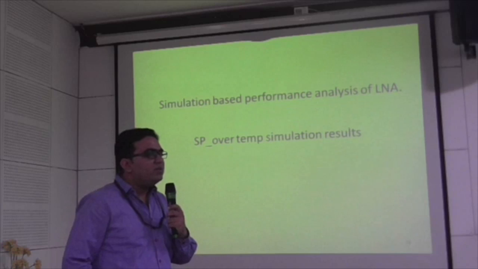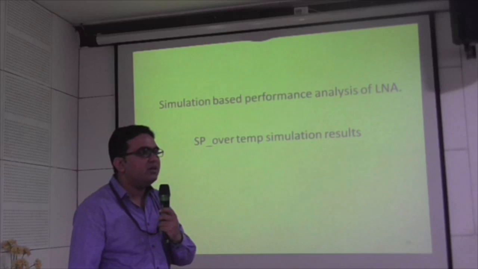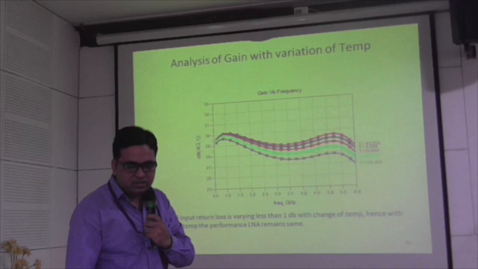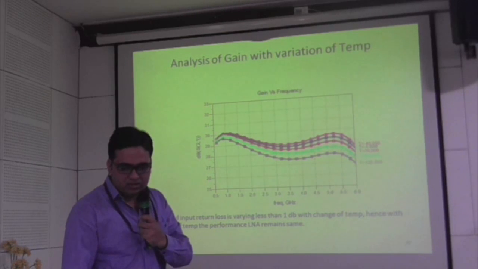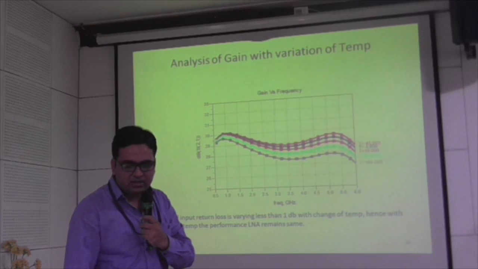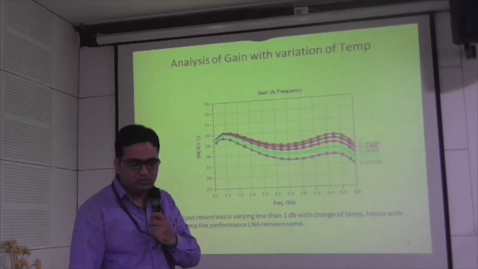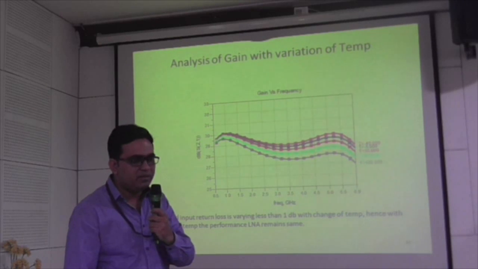So I have done the performance analysis for this circuitry also. I tested the scattering parameters with a variation of the temperature. This is the gain variation that I observed when I changed the temperature: 5 degrees Celsius, then step by step 30, 40, then 65 and 100. With this variation of temperature, the gain is varying less than 1 dB. So with change of temperature, the LNA gain performance remains the same.